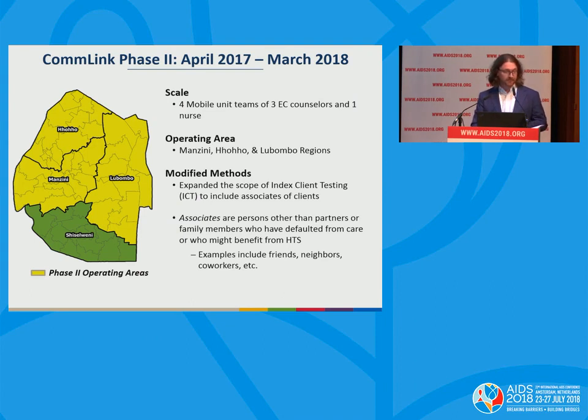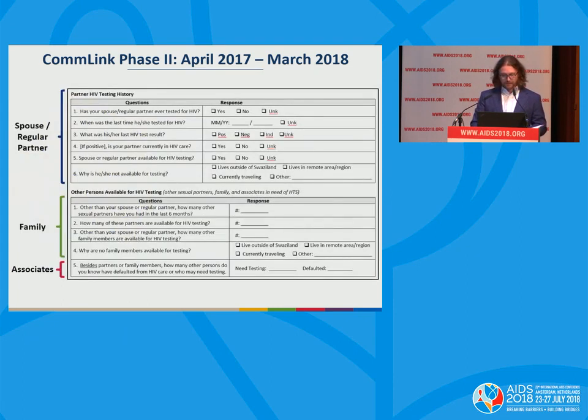And methodology was modified to include the associates of clients as participants in index client testing. Associates are defined by the program as persons other than partners or family members who might have defaulted from care or who might otherwise benefit from HTS. And that includes the client's friends, their neighbors, and their coworkers, as example. This is a program form that guides expert clients to elicit from their clients their sexual partners, family, and associates that really lays the groundwork for conducting index client testing during the case management period.